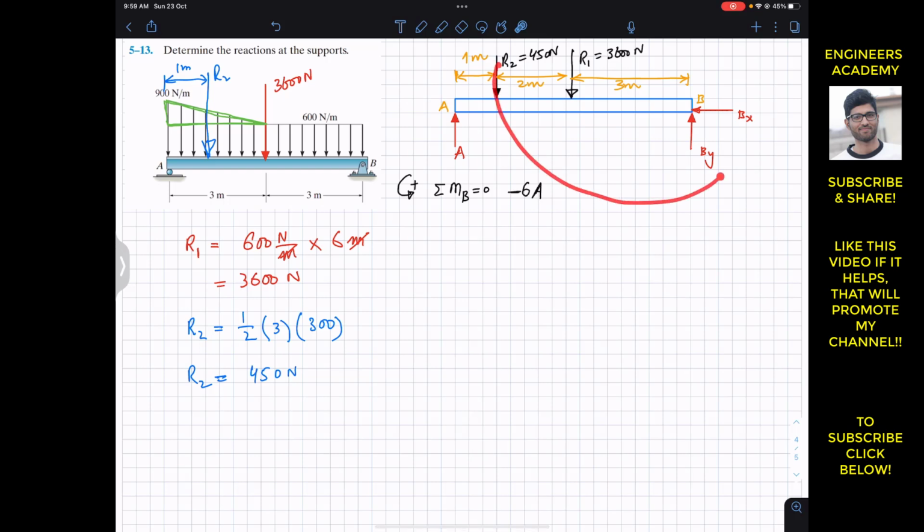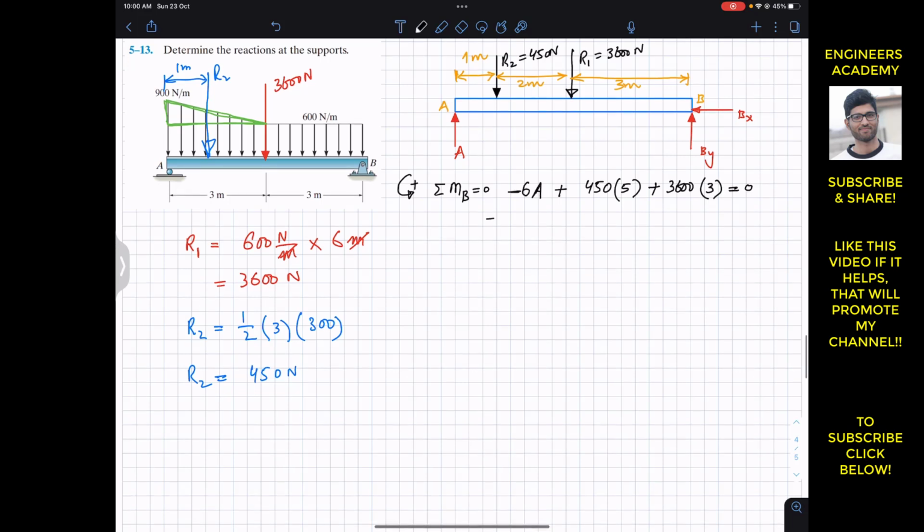This R2 is producing the counterclockwise moment. So we will write plus. The magnitude of R2 is 450. And the moment arm of this R2 from that point B is 3 plus 2, this is 5 meters. So I will multiply this with 5. Similarly, this R1 is producing the counterclockwise moment. This is 3600. So we will write plus 3600, and the moment arm of this 3600 from that point B is 3 meters. So we will multiply this with 3, and this is equal to 0.